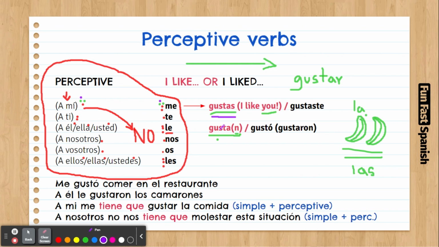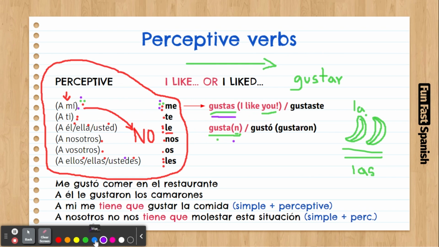So if you want to say I like you guys, the verb gustar is going to be conjugated for you guys. It could be vosotros or ustedes. Let's do ustedes, Latin America. Gustan. So a mí me gustan ustedes. That's how you conjugate it. Now, that's just present tense.